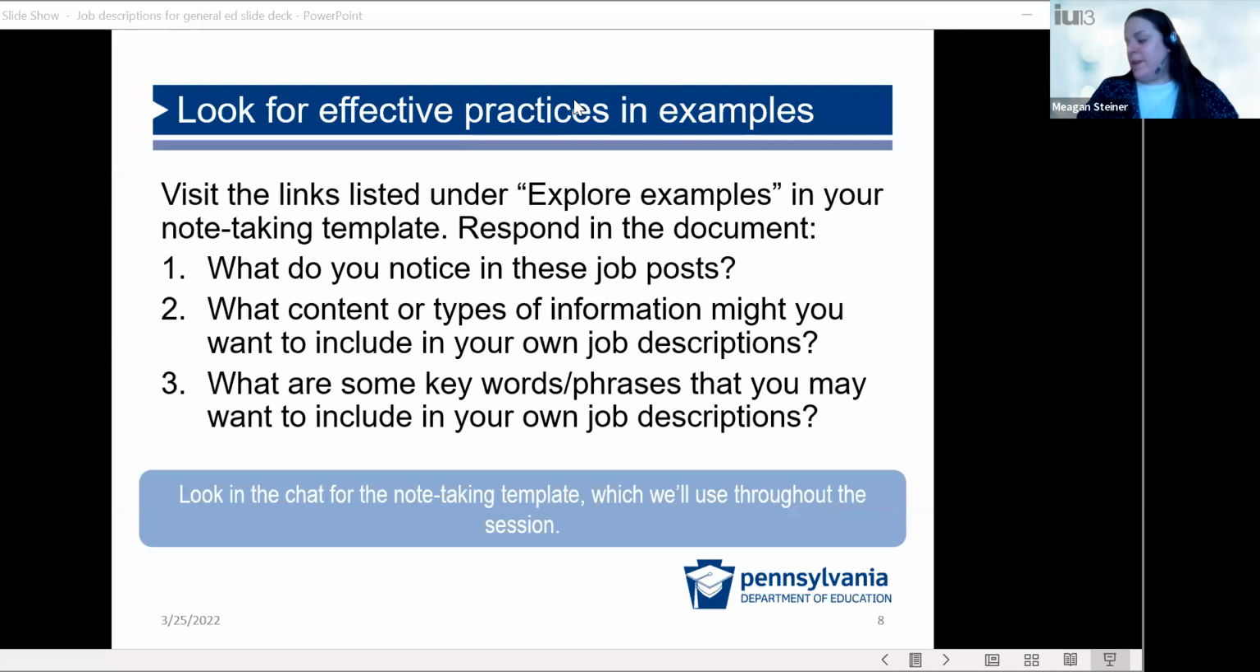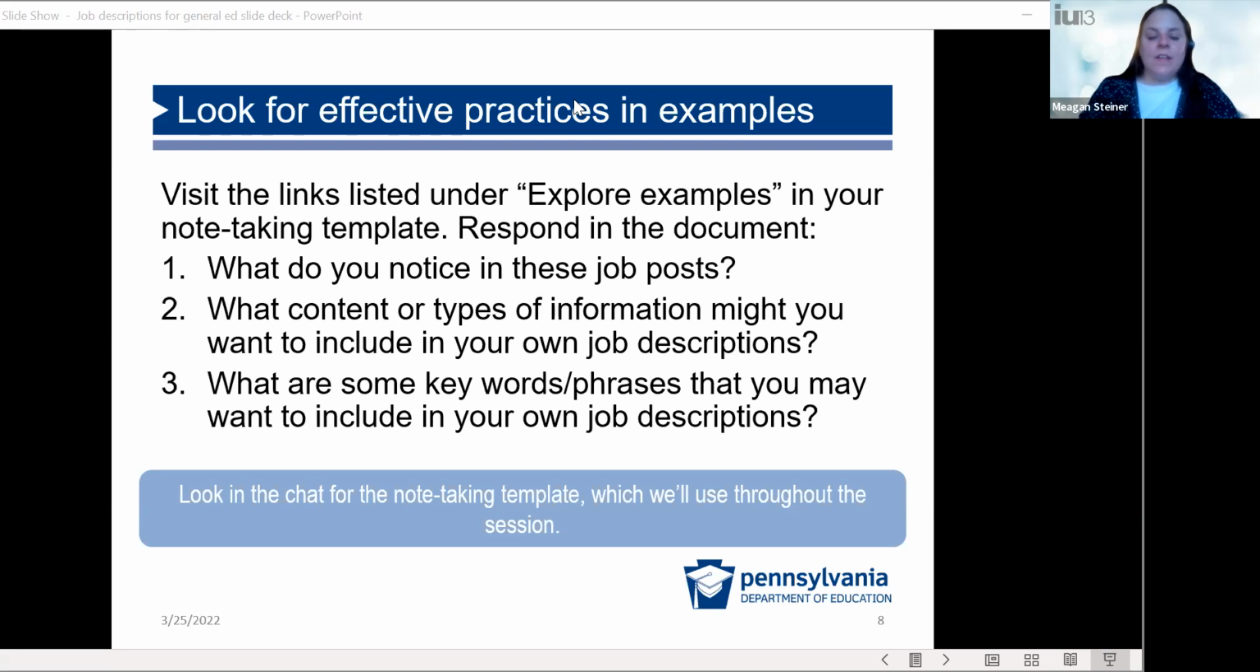Any other thoughts in response to the first question? Yeah, so people are already hitting on a number of the practices that we'll talk about in just a moment. The brand or identity of the organization, the benefits, what is offered for being a new teacher, what kinds of supports, an ideal candidate profile. That is something we're going to talk about as well. So thank you for mentioning that.